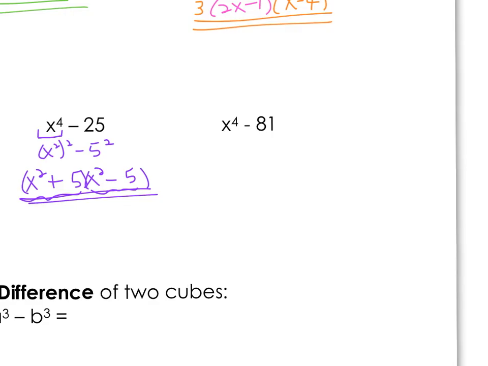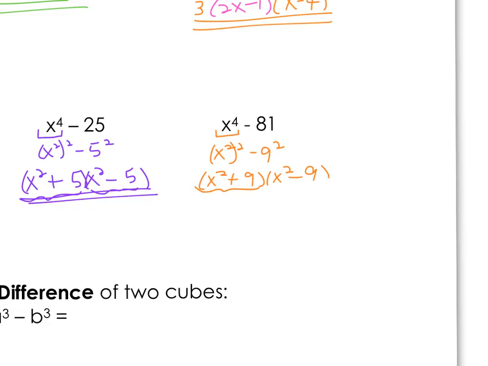X to the 4th minus 81, go ahead and jot that down. Again, x to the 4th can be written as x squared squared, and 81 can be written as 9 squared. And this would factor into our 2 parentheses, x squared and x squared, 9 and 9, 1 plus, 1 minus. Now the x squared plus 9, because it's addition, doesn't break down.